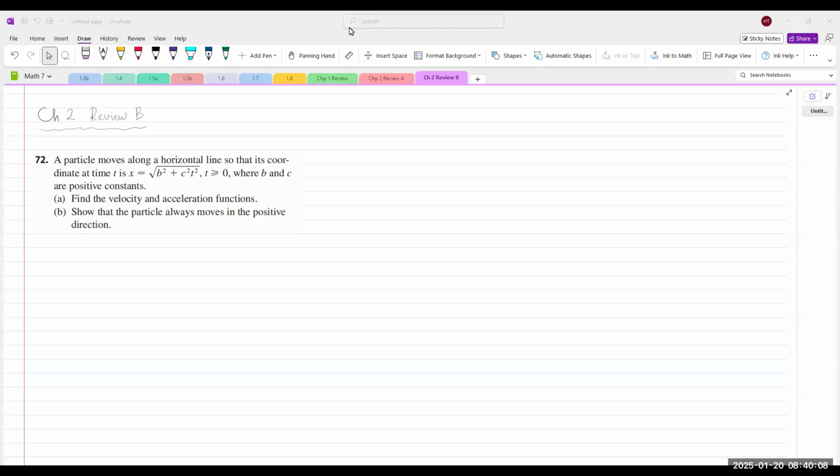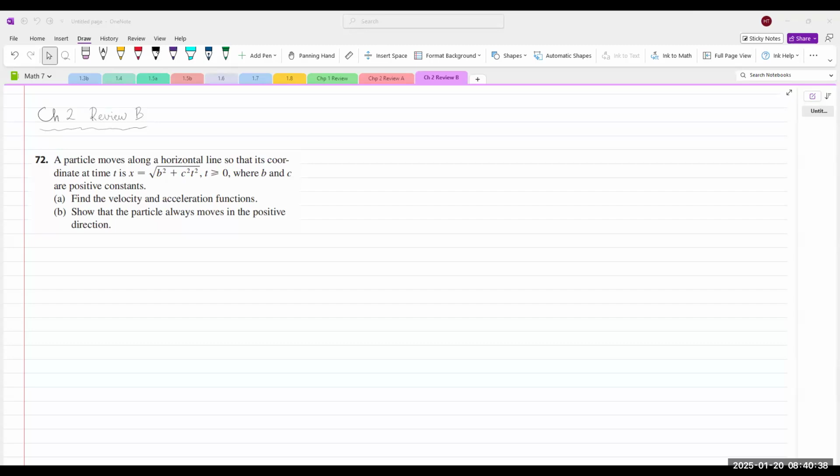Hello all. Today I will go over the second part of our chapter 2 review from our textbook. If review A went through the theoretical part, most of them, then in this review B we will go over mostly word problems. Okay, let's see number 72. A particle moves along a horizontal line such that its coordinate at time t is given by that.